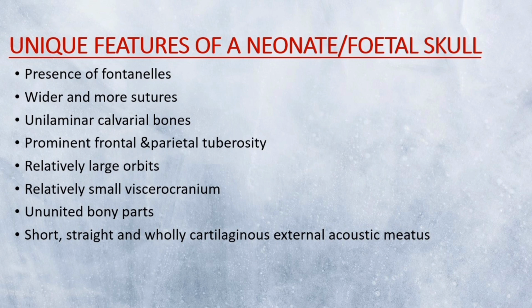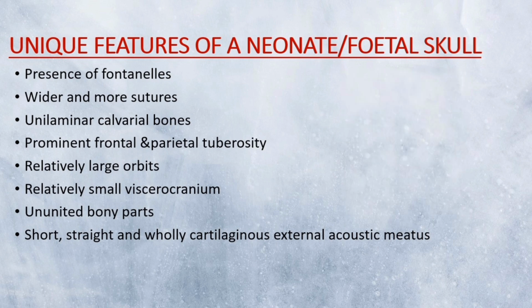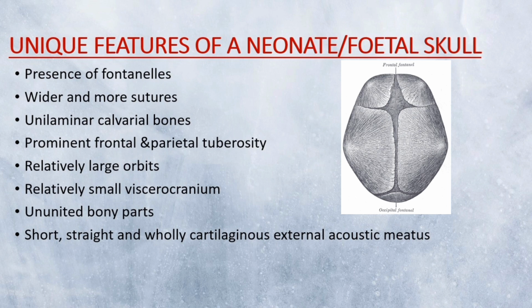The anterior fontanelle is also used as an acoustic site to perform cranial ultrasound. Other fontanelles include the posterior fontanelle, sphenoid and mastoid fontanelle, which are paired. Other unique features include wider and more sutures, such as the metopic suture in the frontal bone and the mention as well. Furthermore, there are unilaminar calvarial bones as opposed to having 2 plates and a diploe. There are prominent frontal and parietal tuberosities as shown.